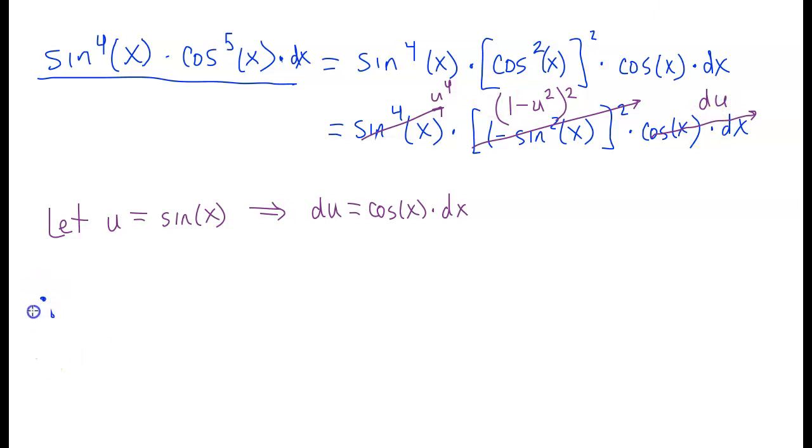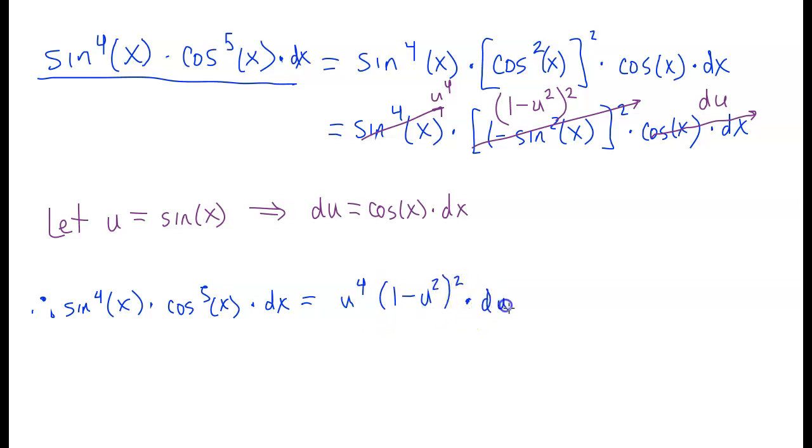So therefore, we know that sine raised to the 4 of x times cosine raised to the 5 of x, and I'll go ahead and throw in the dx here, could just be rewritten as u raised to the 4 times 1 minus u squared quantity squared times du. And again, from here, it's just a matter of multiplying out the 1 minus u squared squared and then multiplying the u to the 4th in. We'll get a bunch of polynomial looking terms, and we can just take the antiderivative of those relatively easily, and then back substitute in what u is.